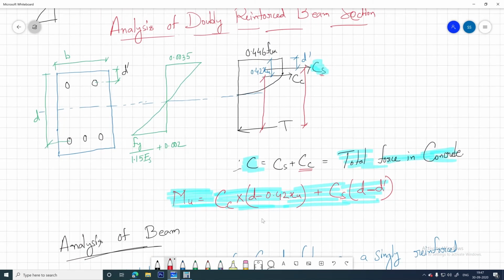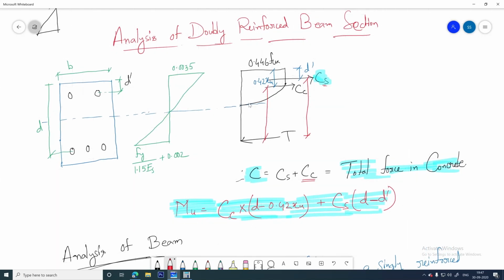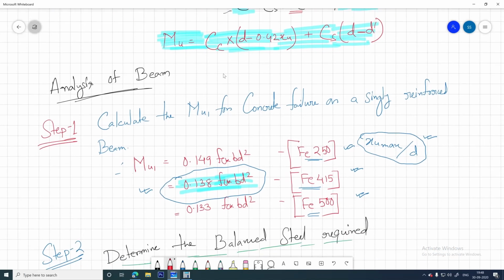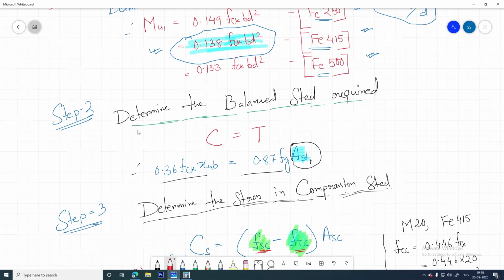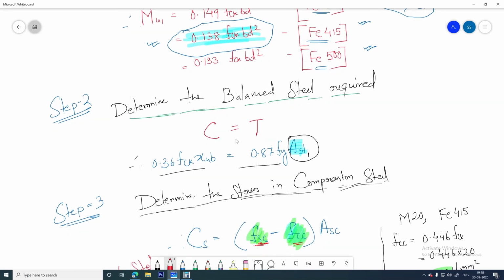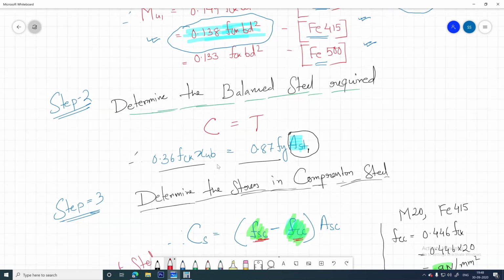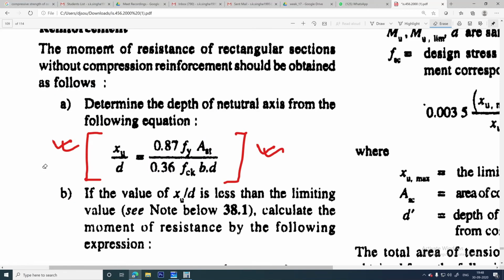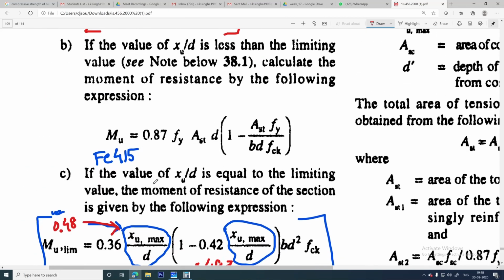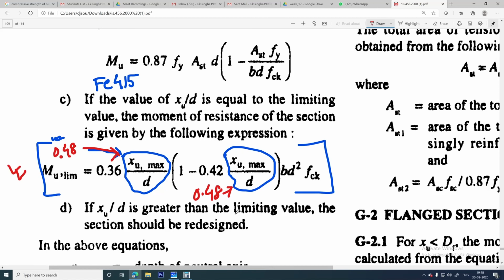So this is the total strain diagram, and the corresponding stress diagram is also given, the stress block diagram. To analyze the beam, you need to go step by step. Step 1, you will determine the MU1 considering either this formula or the formula given in the code. Step 2, you determine the balance steel required, that means considering it as a singly reinforced beam section. Either use this concept C equals T and this formula you know, or you can use the formula which is given in the code, that means this one. And MU1, you can use this formula, MU1.